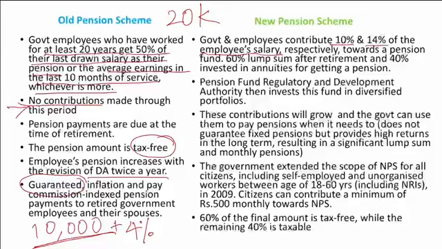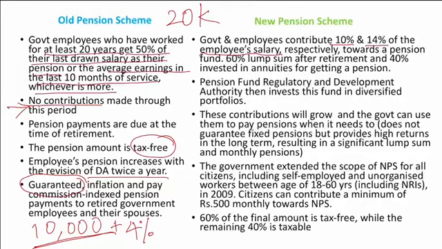However, the new pension scheme did away with all that worry. What did it do? It brought in a system where the government would contribute 10% of the employee's salary towards the pension fund, and the employee himself or herself would contribute 14% of the salary.